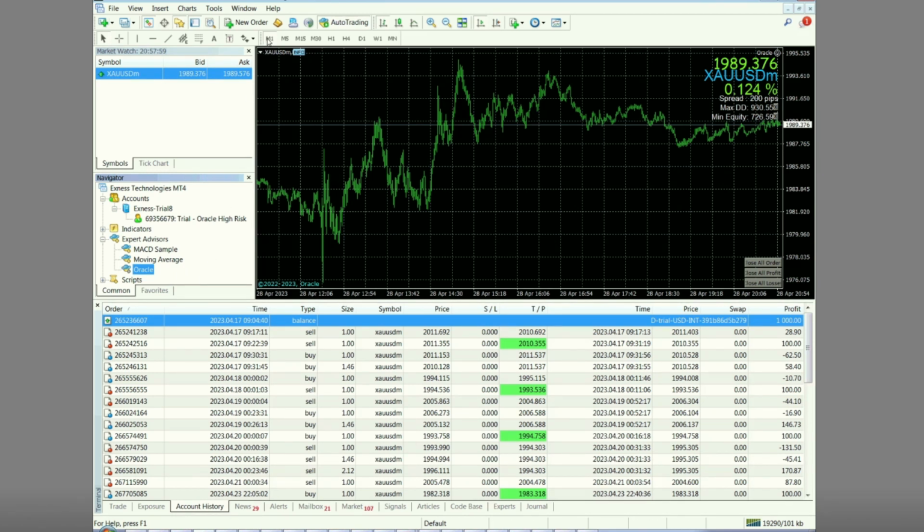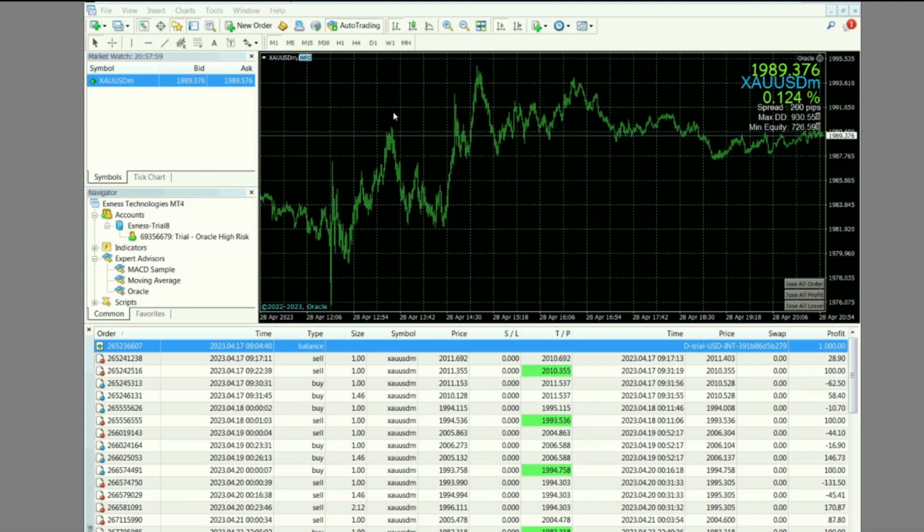The setting I use is called High Risk, High Return. In 2 weeks of trading, the profit obtained was up to 103% with an average daily profit of $100.